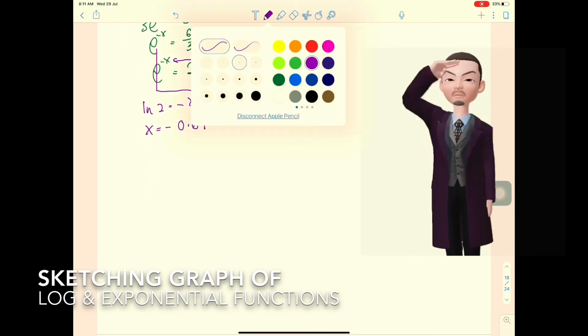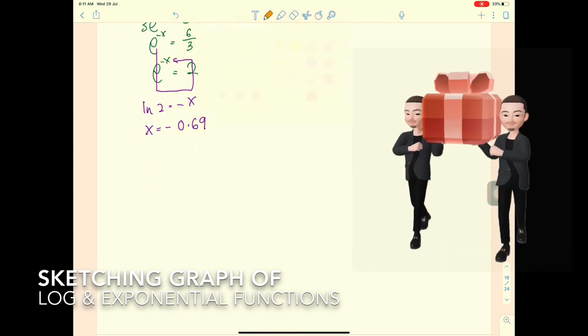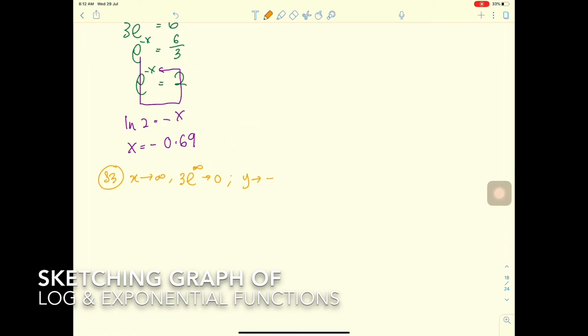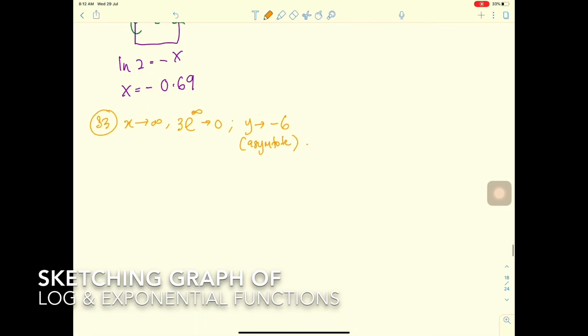And then step 3. When x approximates to infinity, therefore 3 exponential infinity approximates to 0, therefore y approximates to negative 6. So y equals negative 6 is called the asymptote. And the second one, when x approximates to negative infinity, 3 exponent negative infinity also approximates to 0, therefore y approximates to infinity.